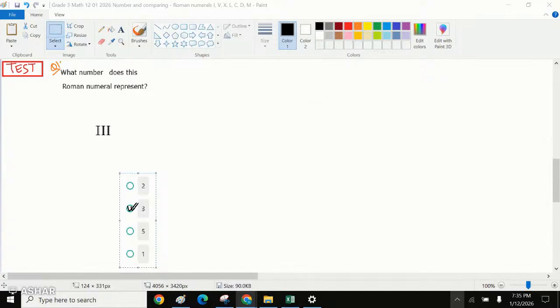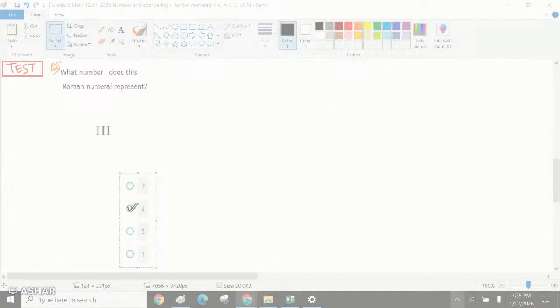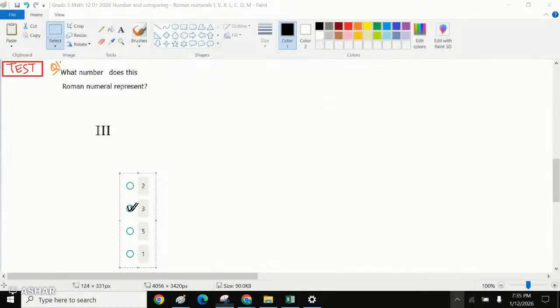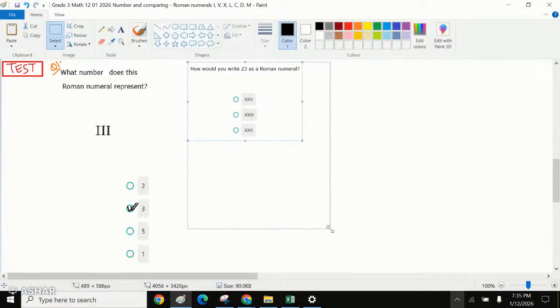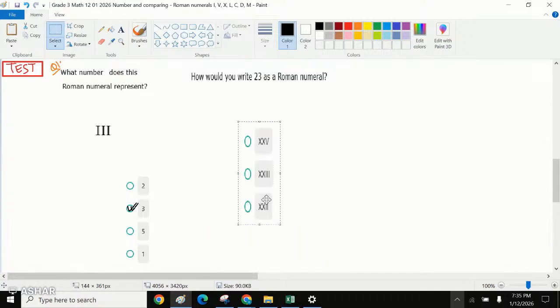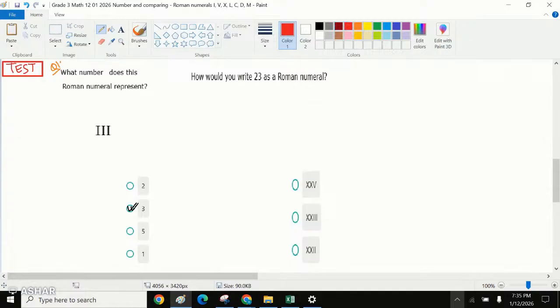Question number 2. I'll just copy it on the screen. How would you write 23 as a numeral? Roman numeral, right? Let's see how we can write 23 as a Roman numeral. These are the options A, B, C, and D. So which option should be equal to 23?